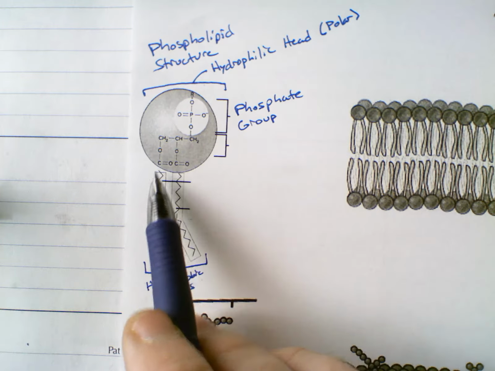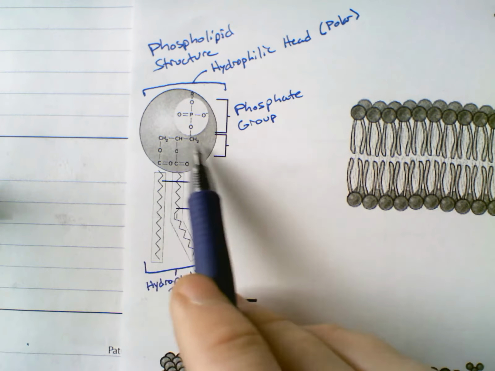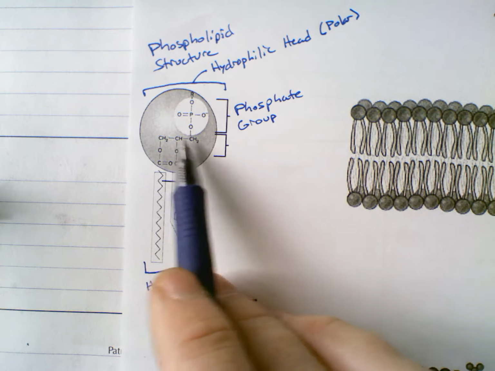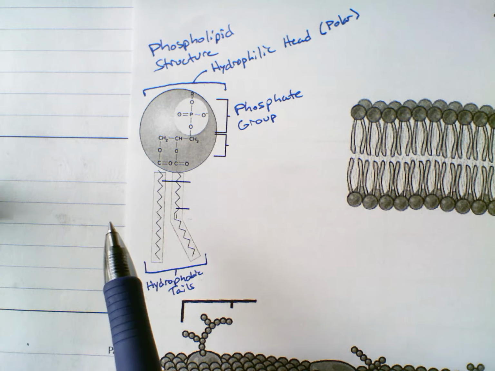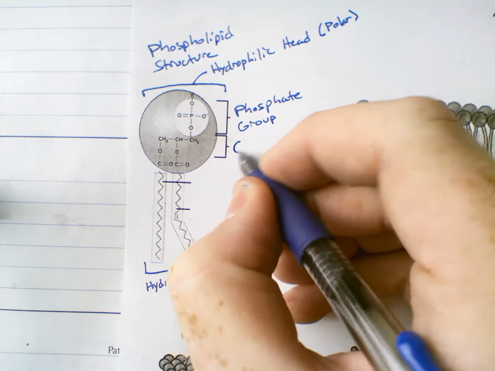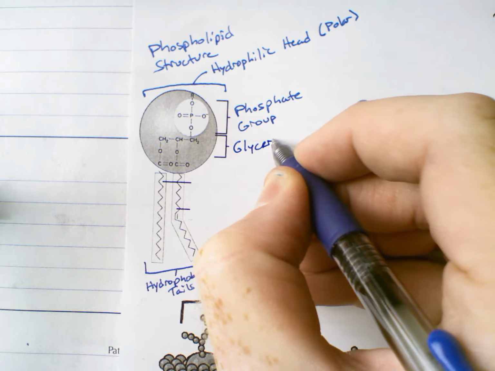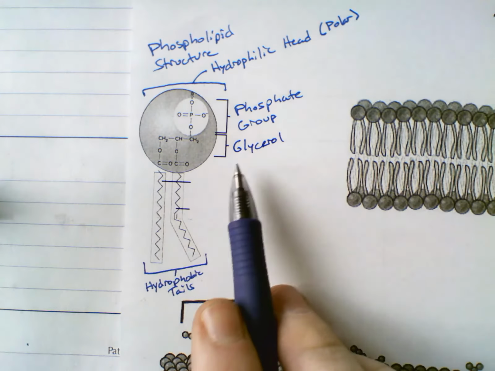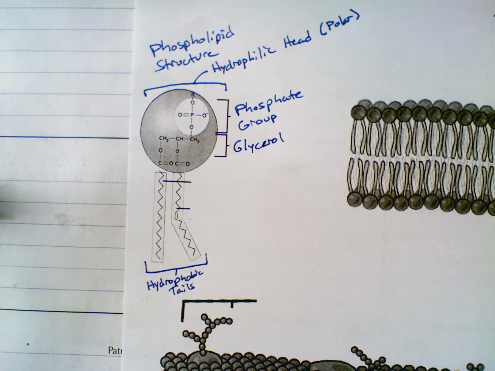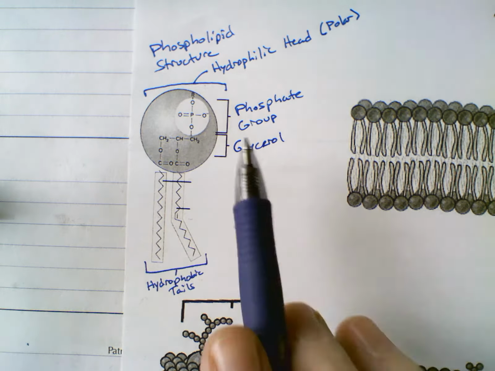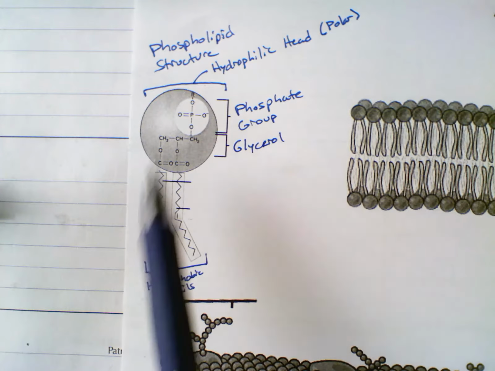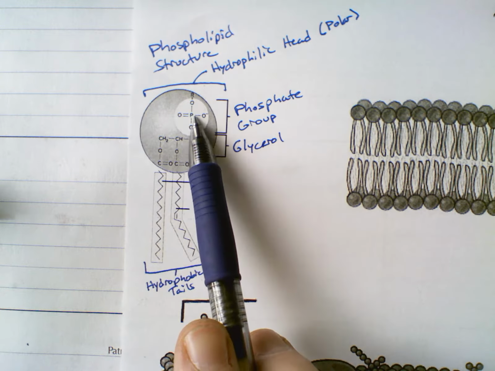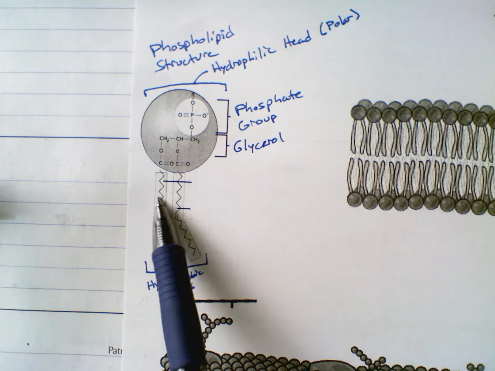this 3-carbon sugar is attached to 2 fatty acids. What is this central part that's attaching everything? Starts with a glyss, ends in an rol. Yeah. Glycerol. Okay. Where else do we see glycerol? Triglycerides. Yeah. So triglycerides was a glycerol with 3 fatty acids attached to it. In a phospholipid, we see a glycerol with a phosphate group attached and then 2 fatty acids.